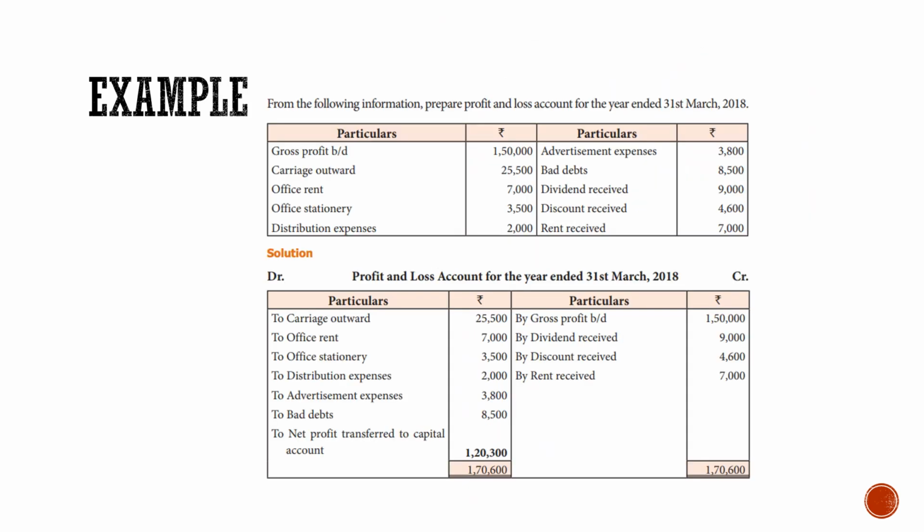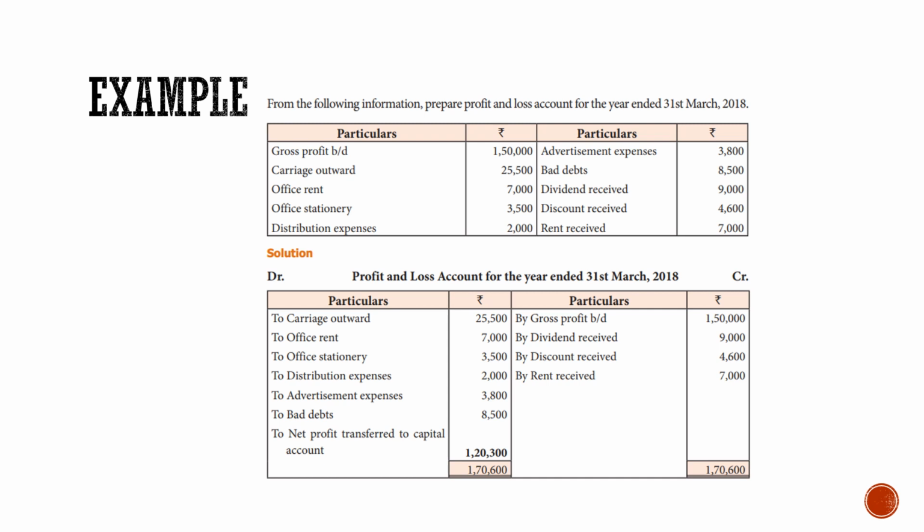We'll see an example. They will give values. If you have to do profit and loss only, the particular item should start with either gross profit or gross loss. So gross profit, and then the received amounts like dividend received, discount received, and rent received. The remaining, you see carriage outward, rent, stationery, expenses, everything comes under expense. Now you sum up these values and sum up these values. Profit means you have to write it in the credit side. So now the value is a net profit.